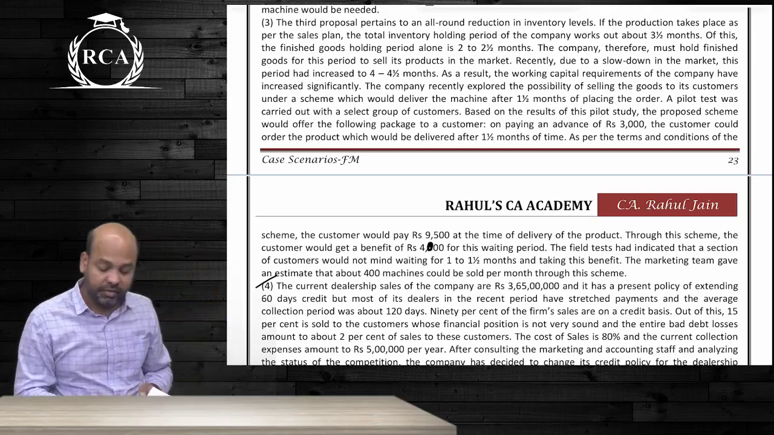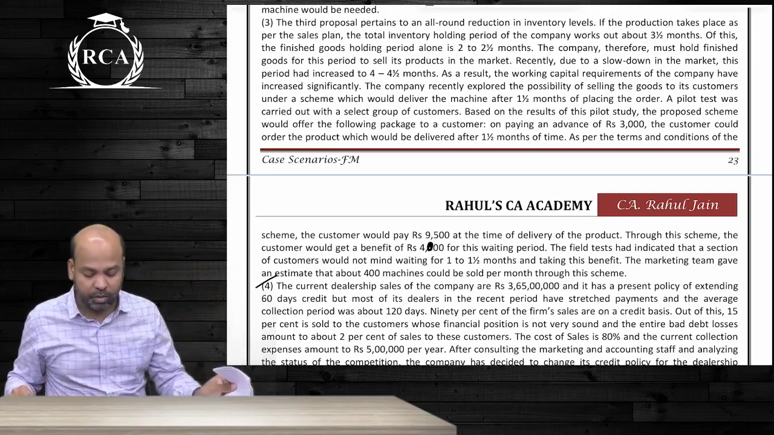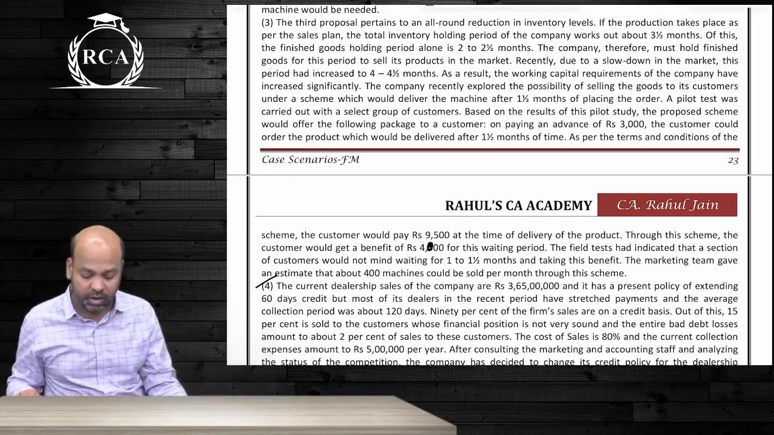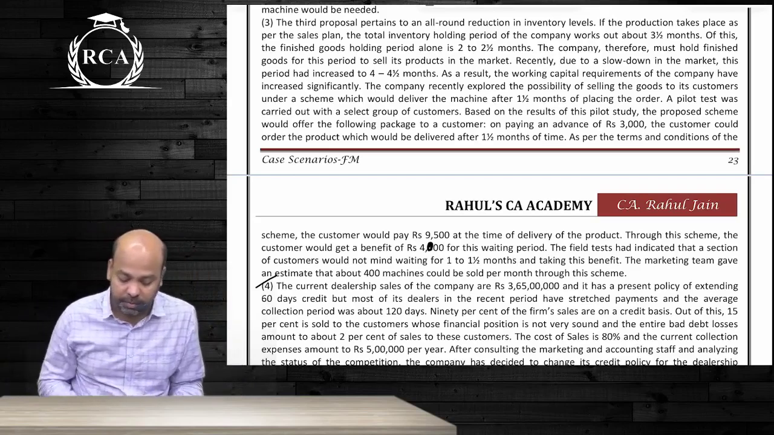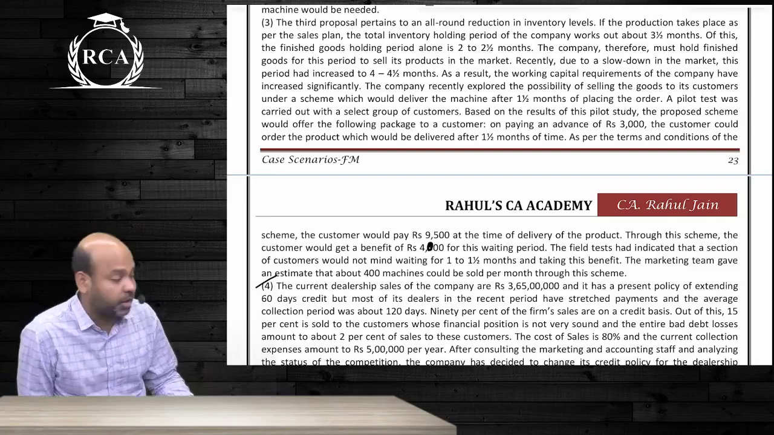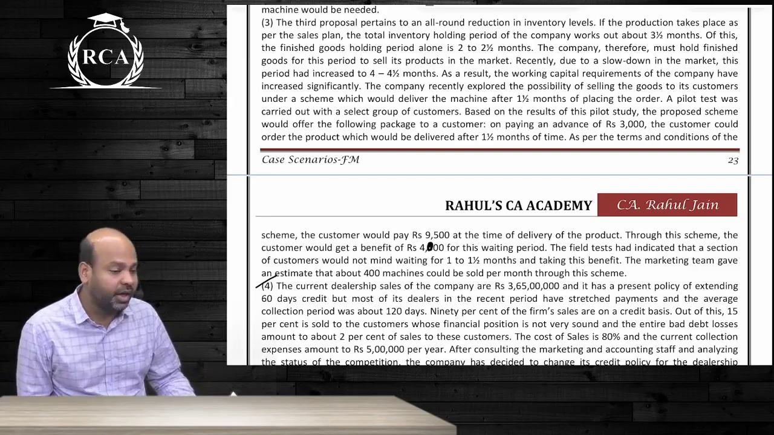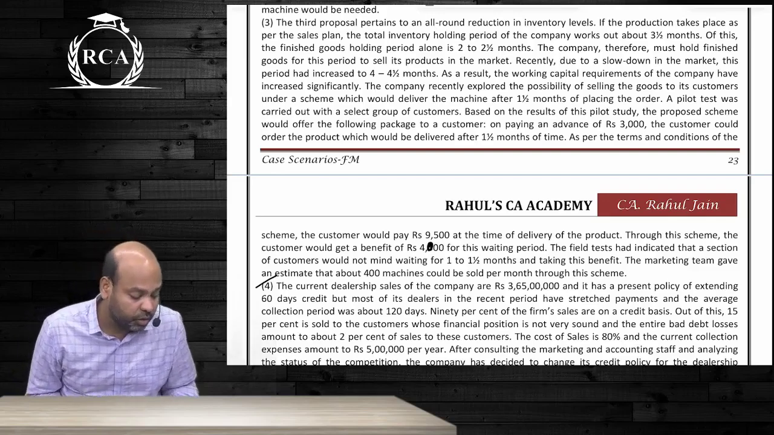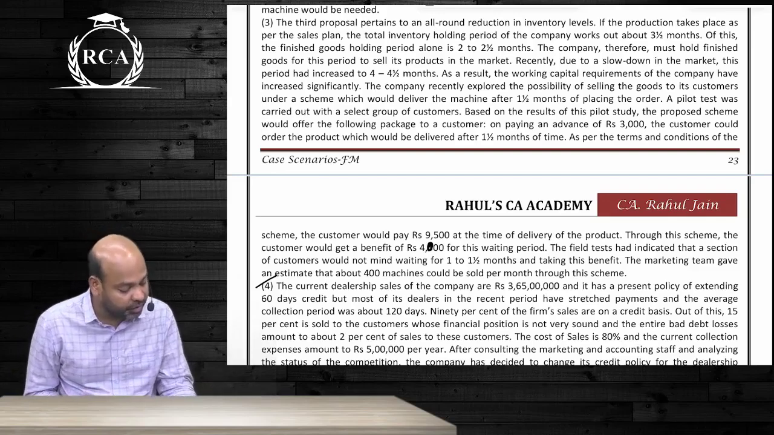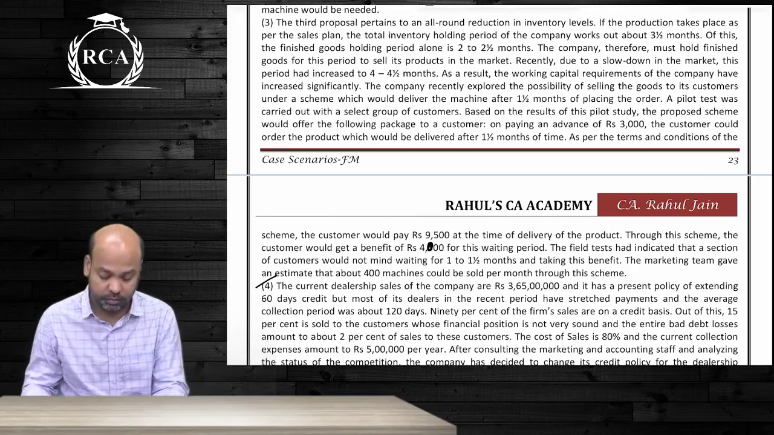The field tests have indicated that a section of customers would not mind waiting for 1 to 1.5 months and taking this benefit. The marketing team gave an estimate of about 400 machines that can be sold per month. So total sales in a year beta will be 4,800 units at a price of 12,500. What is the amount of sales? Ho gaya, guys.